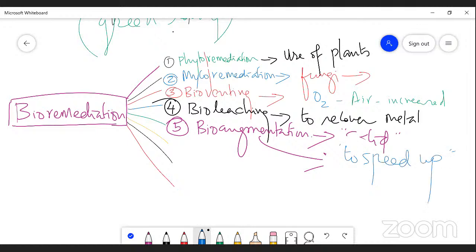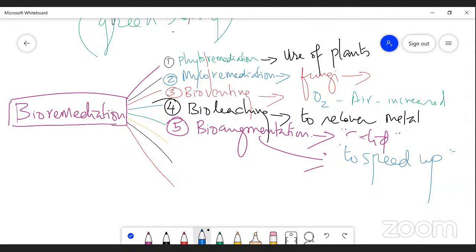The process of removal of solid substances or solid material from a contaminated site. In that site, degradation is taking place by using certain microorganisms. So the rate of speed of this bioremediation is gradually increased. That is called bioaugmentation. Simply I can say, to speed up the degradation process in a contaminated site, right? That is called bioaugmentation.